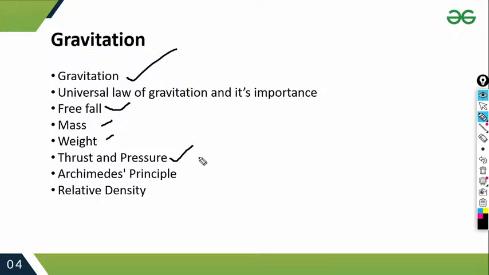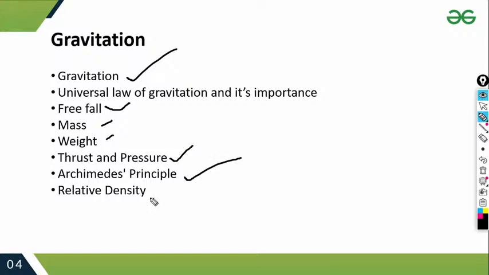I have noted down everything, so you can just see and understand what all I'll cover. So after thrust and pressure, you know, Archimedes principle. We will see Archimedes principle, and we have a lot of applications of Archimedes principle that we are also going to see in this section.